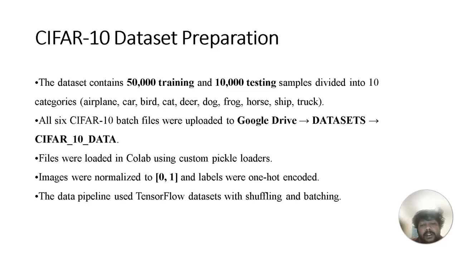Out of the total 60,000, 50,000 are used for training and the remaining 10,000 we have used for testing. Before training, I normalized all the image pixel values to between 0 and 1 because it helps the model learn faster, and also converted the class labels into one-hot encoded vectors because the network can then handle multiple output categories. The pipeline we have used here is TensorFlow datasets with shuffling and batching.